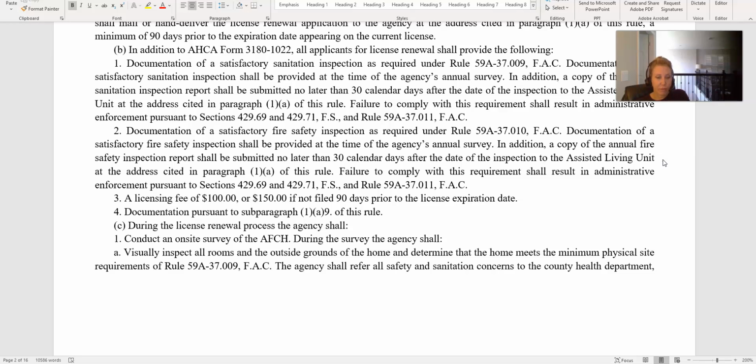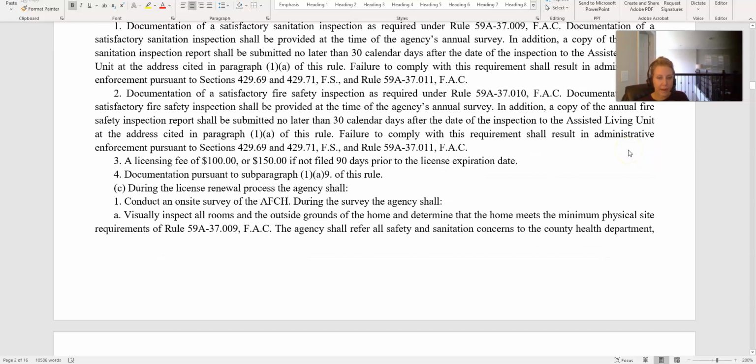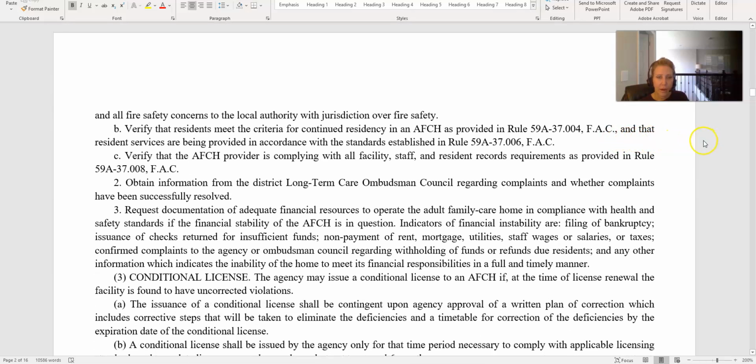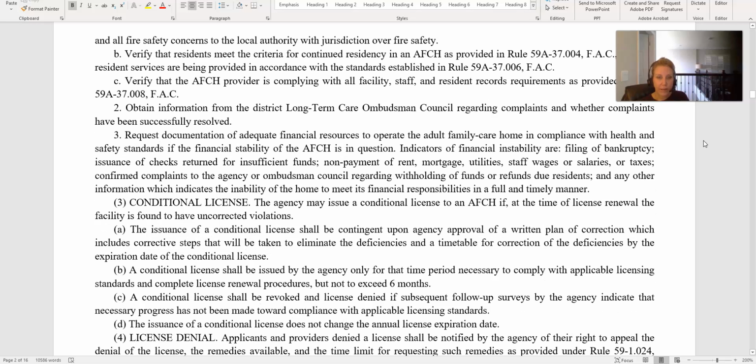C. During the license renewal process, the agency is going to conduct an on-site survey of the AFCH, and during the survey, the agency shall visually inspect all rooms and outside grounds of the home and determine that the home meets the minimum physical site requirements, and the agency shall refer all safety and sanitation concerns to the county health department and the fire safety concerns to the local authority with jurisdiction over the fire safety. So they'll also be looking over those things. They're not going to do a thorough inspection like the health department or fire inspection, but just know that they can call things out and have them come out and re-inspect too.